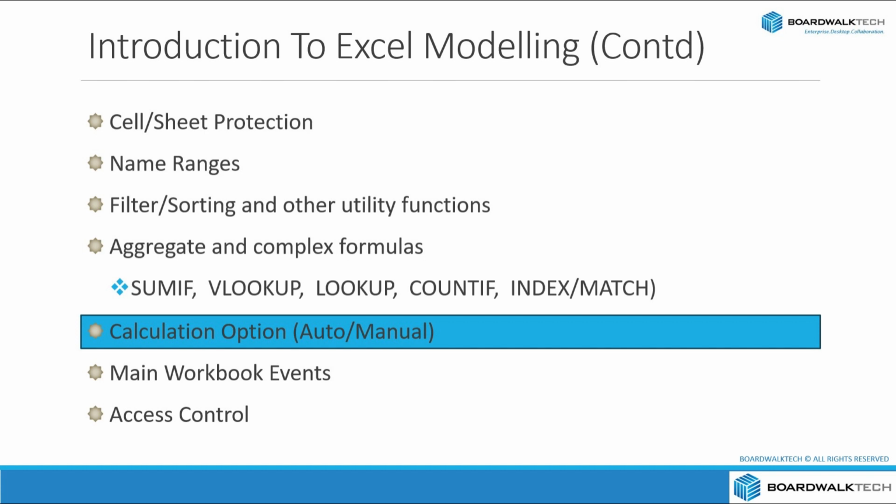Please be aware that recalculating all formulas can be resource-intensive, especially in large workbooks with complex formulas, and it might slow down the performance. The other calculation mode is manual, where Excel does not automatically recalculate formulas when changes are made. Instead, you must manually trigger a recalculation. This mode can be useful when working with large datasets or complex formulas, as it allows you to control when calculations occur, potentially improving performance.